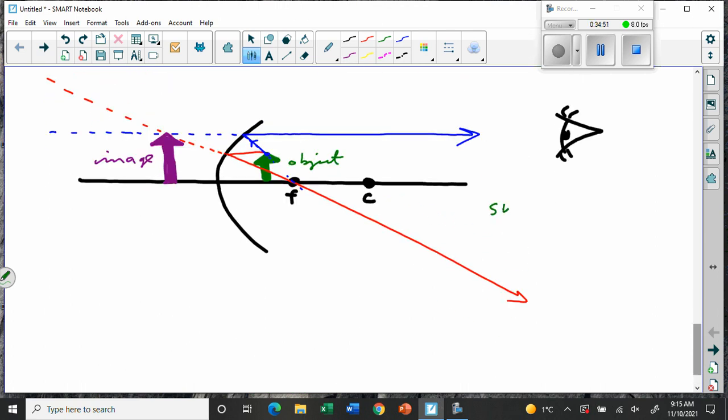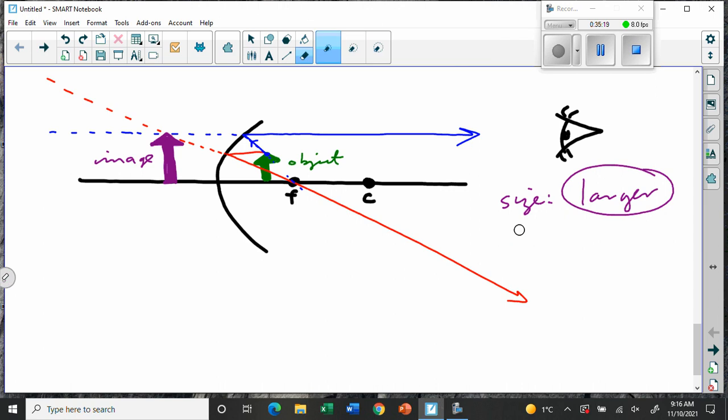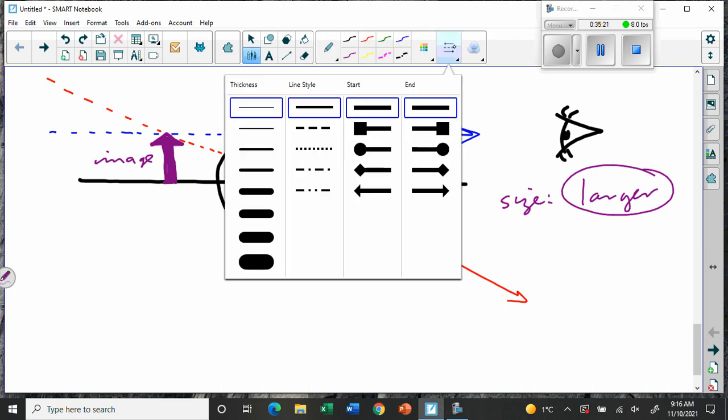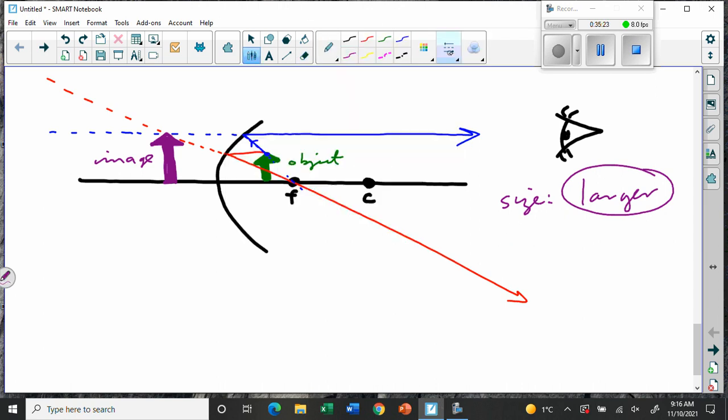I don't want to use green because that looks like the object, and these are the characteristics of the image. So if anything, I should use purple, right? These are the characteristics of the image. So its size is larger or bigger. That's the first time we've seen an image that was larger. The position, no, I think it was orientation next. Again, it doesn't matter. The order's not relevant as long as you get them all in there.